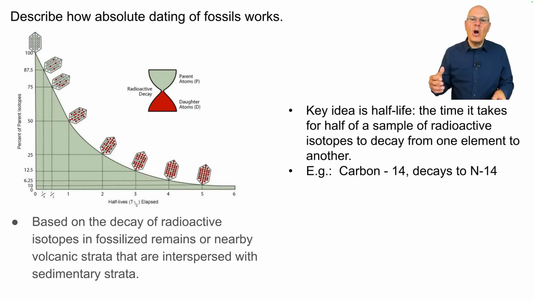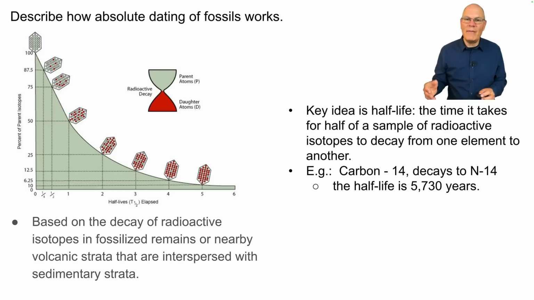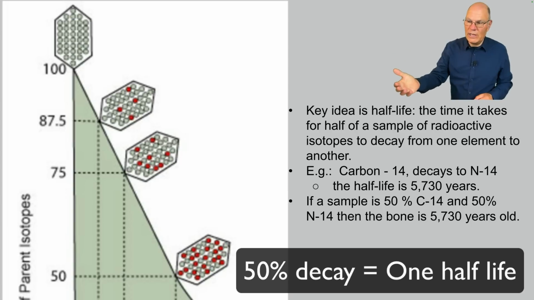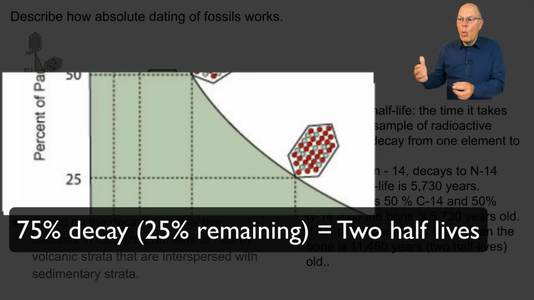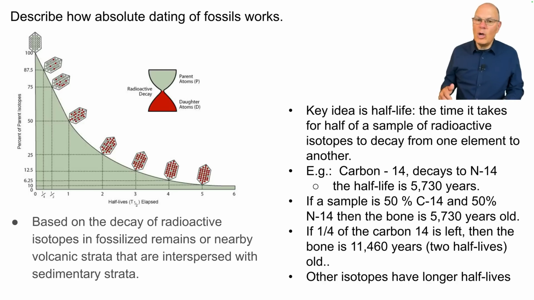So an example, carbon-14 decays to nitrogen-14. Carbon-14 is radioactive, unstable, it decays to nitrogen-14. The half-life is 5,730 years. If a sample has 50% carbon-14 and 50% nitrogen-14, then, for example, if this was a piece of bone, that bone would be 5,730 years old. It's one half-life. If 1/4 of the carbon-14 is left, then it would be 2 half-lives, 11,460 years. Other isotopes have longer half-lives.